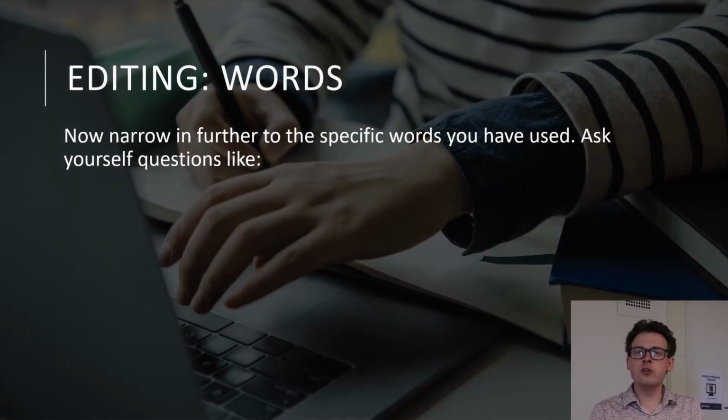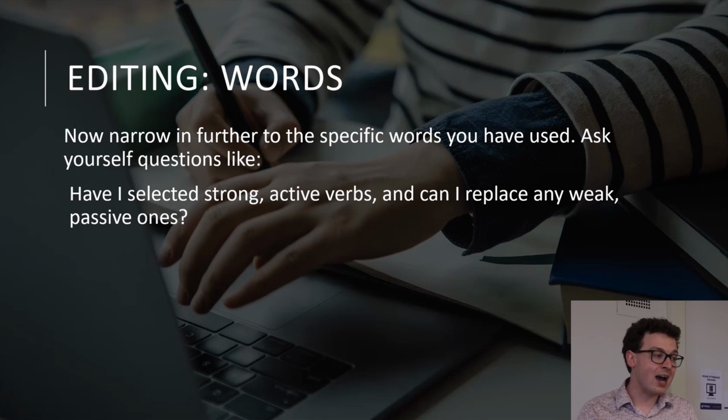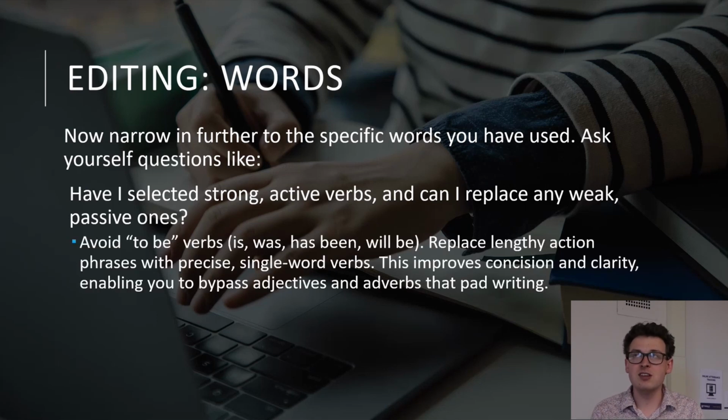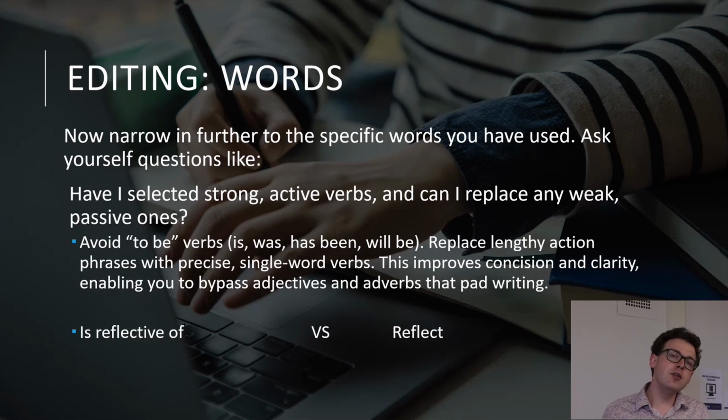And then after sentences, we move on to words, the individual words themselves. So here you can ask yourself questions like, have I selected strong active verbs and can I replace any weak passive ones? A good example of this is these to-be phrasal verbs that we sometimes use. The danger of these is that they often just end up padding our writing with additional words, sometimes with adjectives or adverbs that we just don't need. So get to the point, express yourself clearly. Is reflective of? Just say reflects. This is reflective of. No, this reflects.